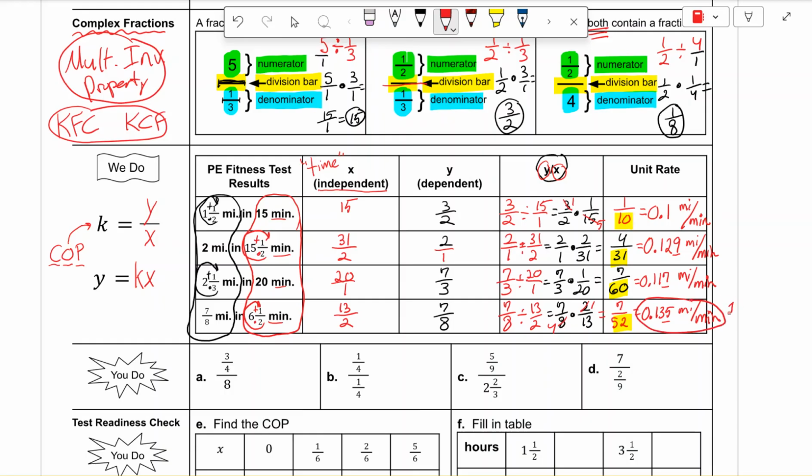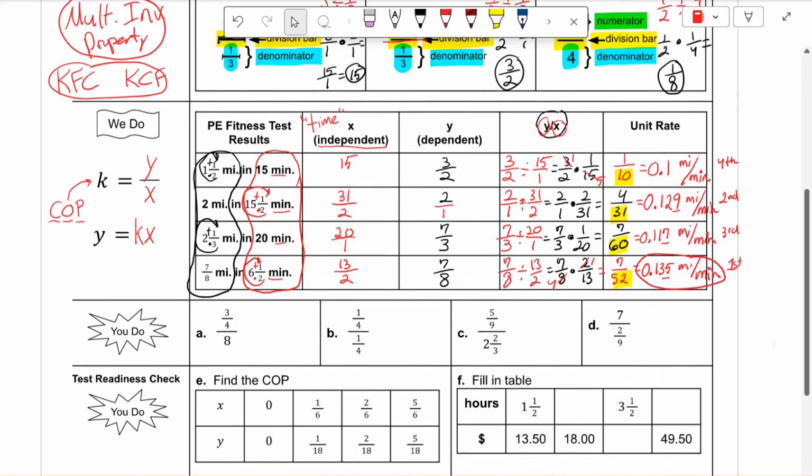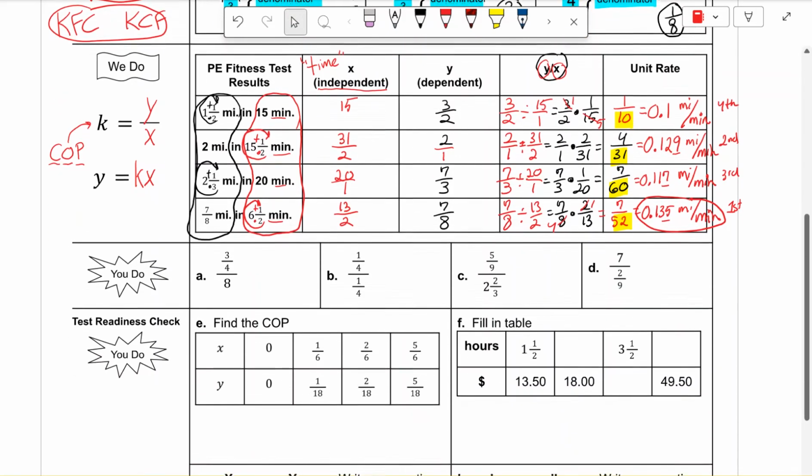That's first place. They're going at the fastest rate. The second one would be, the second one actually, this is second place. And then you have third, then you have the slowest up here, fourth. So those are the unit rates for those PE fitness test results.